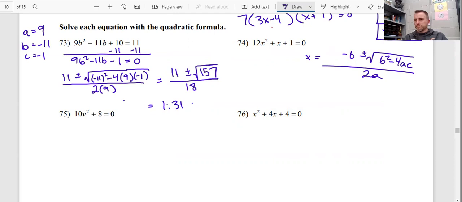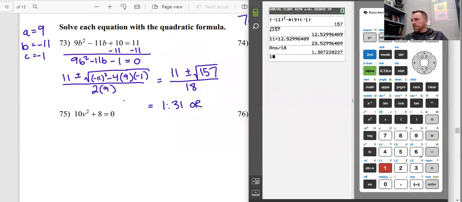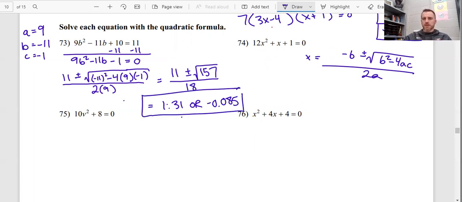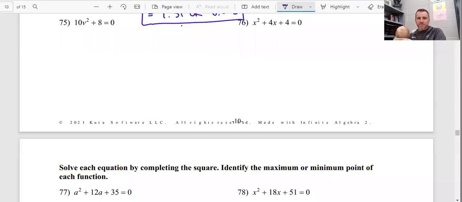Or 11 minus that square root of 157 divided by 18, get a smaller number, -0.085. Those are the solutions to that quadratic. All right.